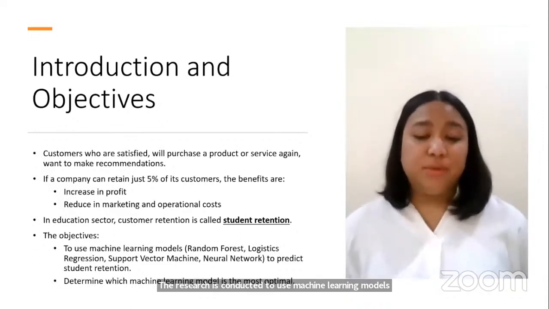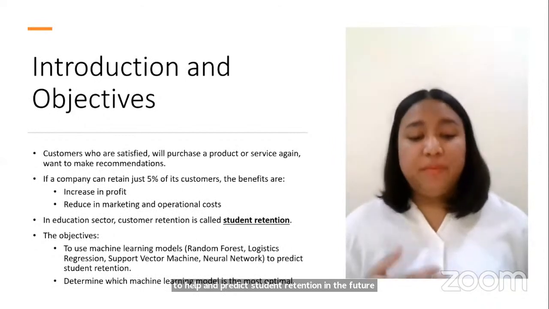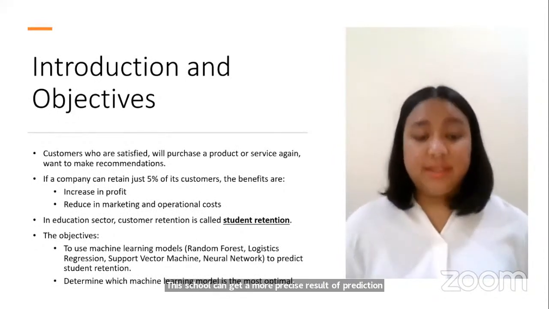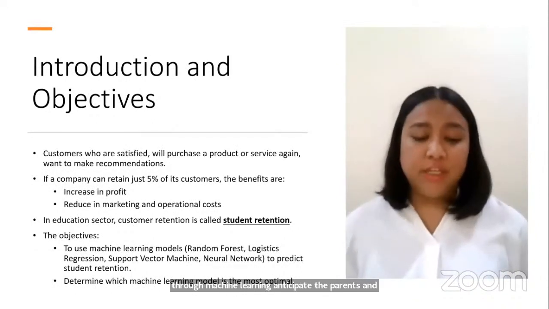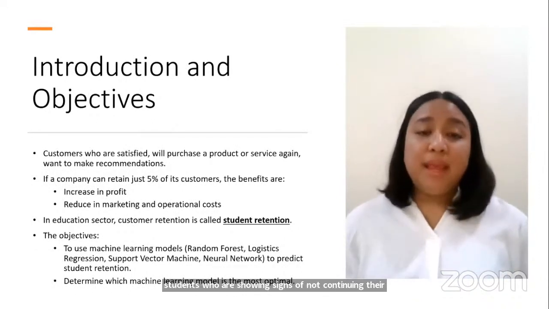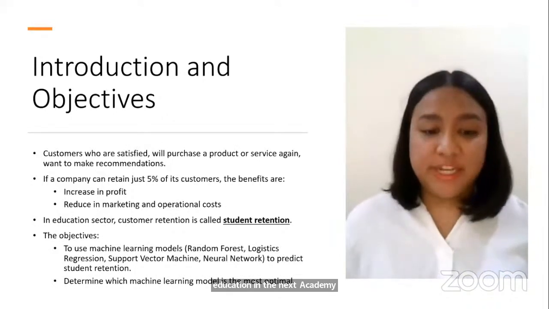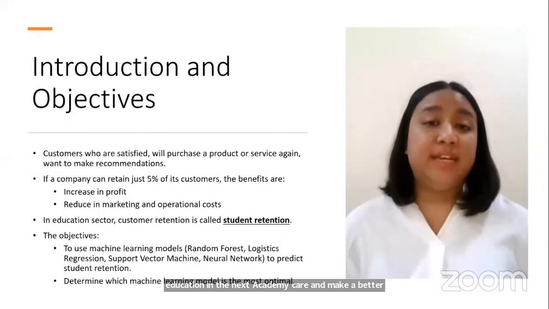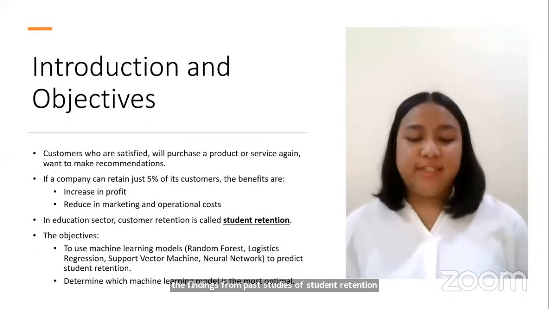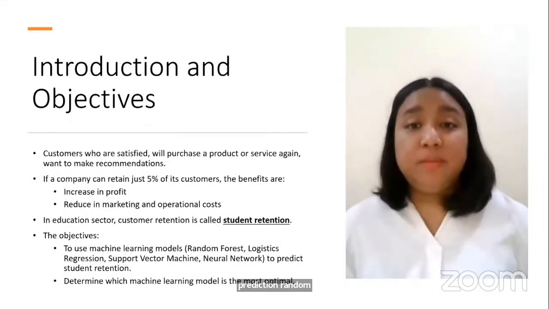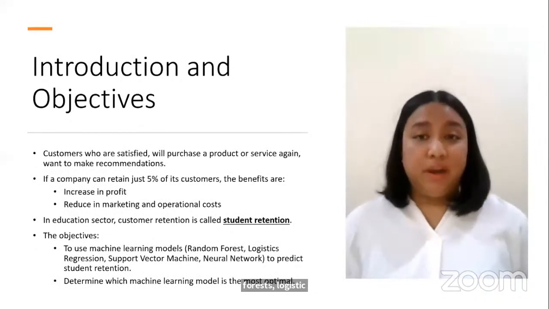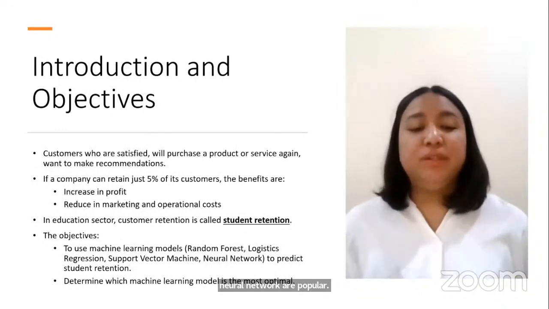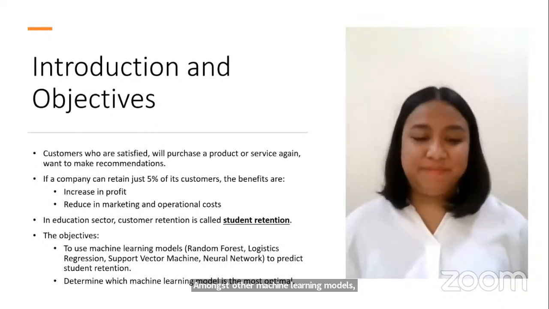In the future, this school can get a more precise result of prediction through machine learning, anticipate the parents and students who are showing signs of not continuing their education in the next academic year, and make a better customer relationship management strategy. According to the findings from past studies of student retention prediction, random forest, logistic regression, support vector machine, and neural network are popular amongst other machine learning models. Therefore, this research uses those four models too.